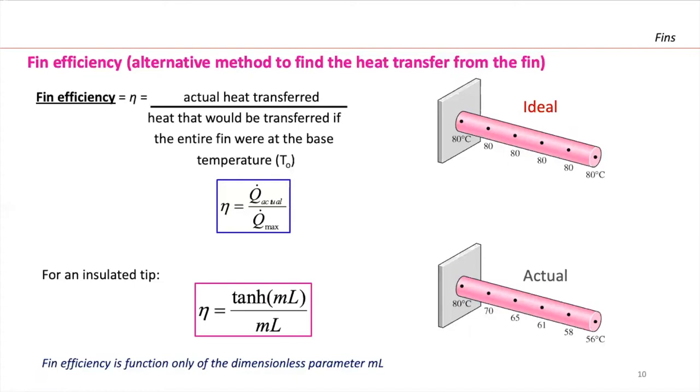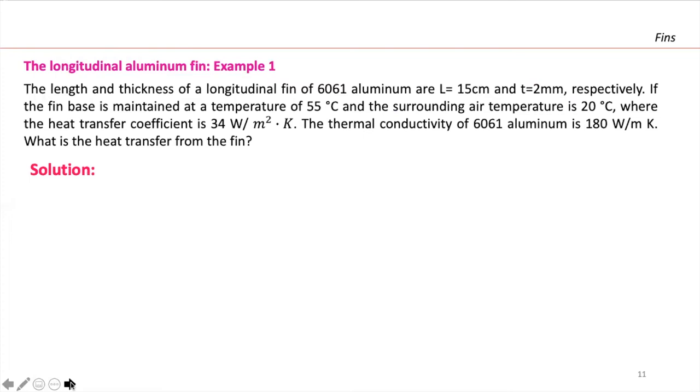So let's solve the longitudinal fin. First example, we have the length and the thickness of a longitudinal fin of aluminum 6061 being 50 centimeters and 2 millimeters respectively. Length 15 centimeters, thickness 2 millimeters.